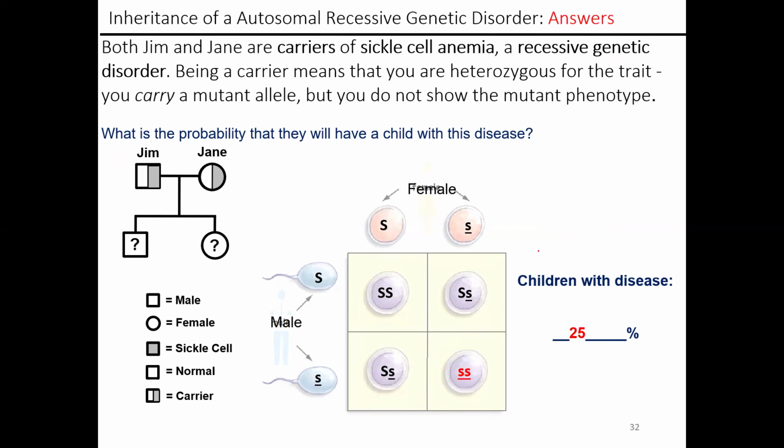So that's what that should look like. They're going to end up with about a 25% chance if they ended up having kids. So this right here is showing us that they did end up having 2 kids, and that these kids have a 25% chance right here of having sickle cell anemia.